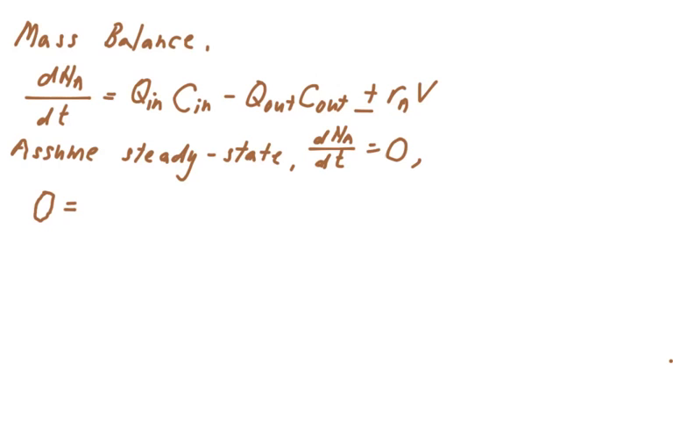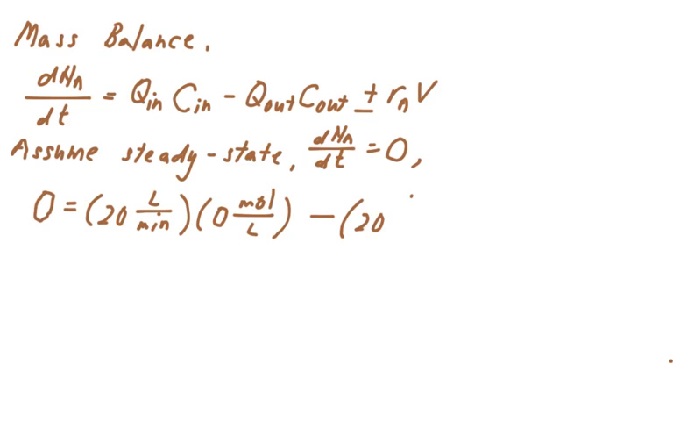So Q in is given as 20 liters per minute. Concentration in, because it's fresh air, we assume it to be 0. Let's put it in terms of moles per liter, minus flow rate out from the combustion chamber, which is similar to the inlet, so it's equal to 20 liters per minute. Concentration out from the combustion chamber is what we want to find.